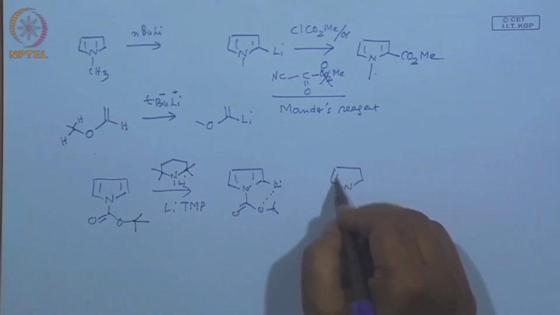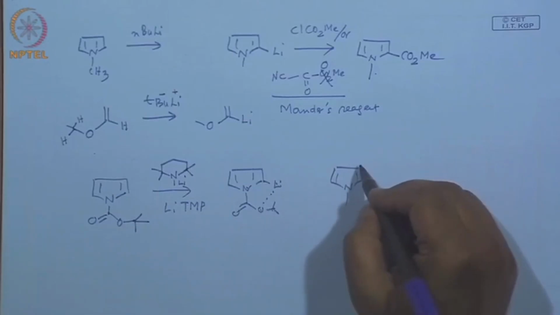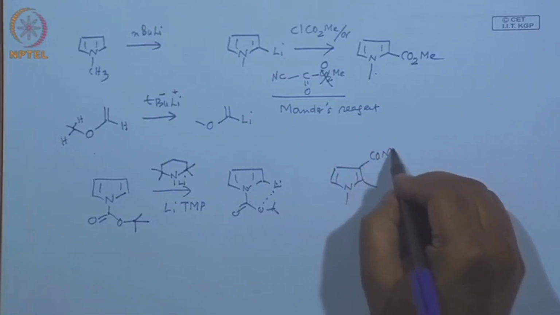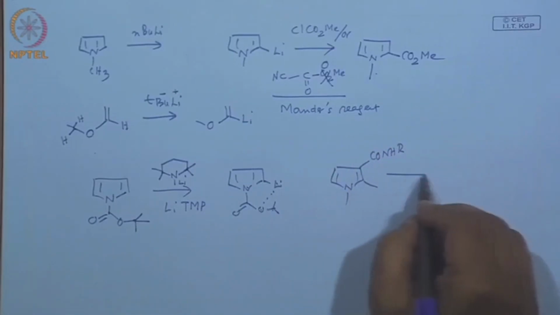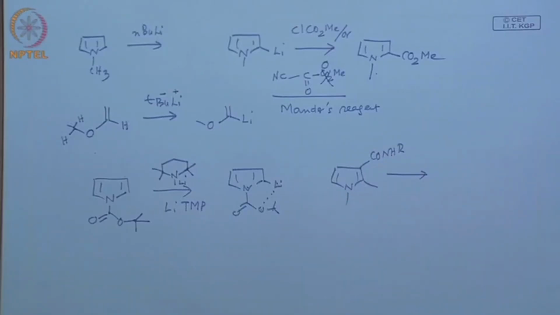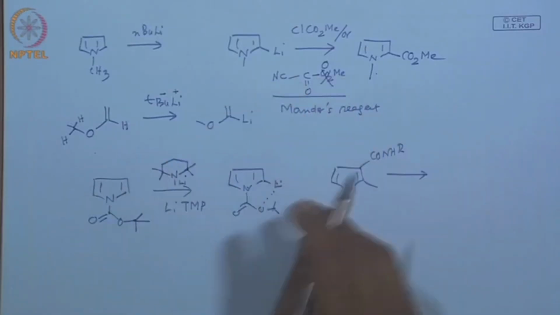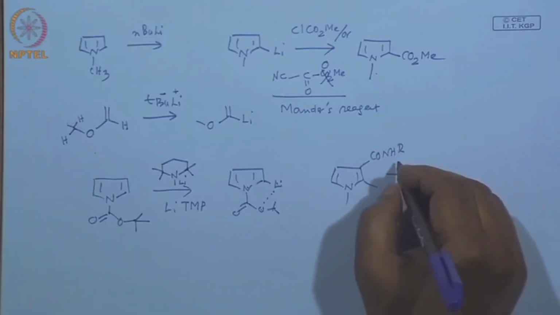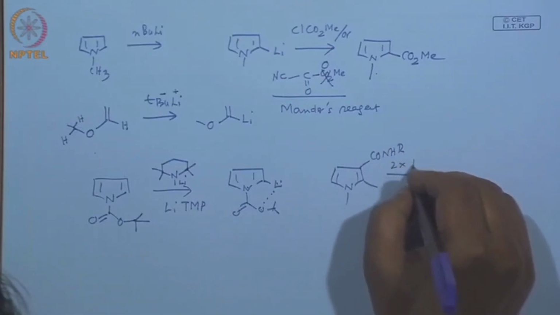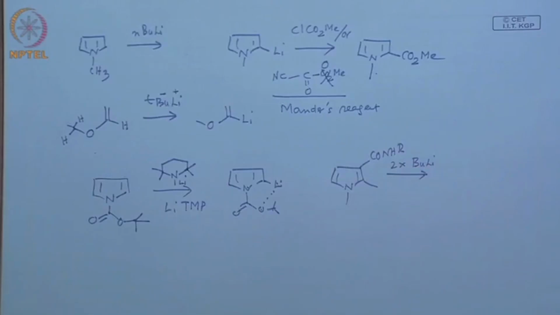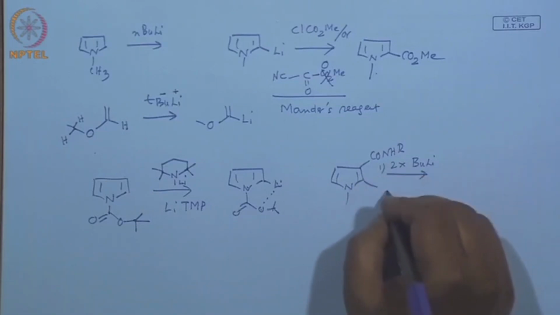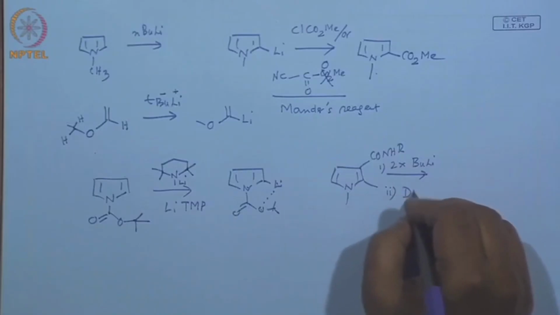Now let us look at one more example from the pyrrole chemistry. Let us say you have a situation where we have a polysubstituted pyrrole, and I use 2 equivalents of butyl lithium. When I say butyl lithium, I mean normal butyl lithium. Number 1, and number 2, I use DMF.